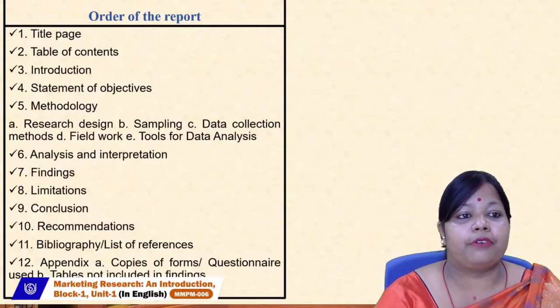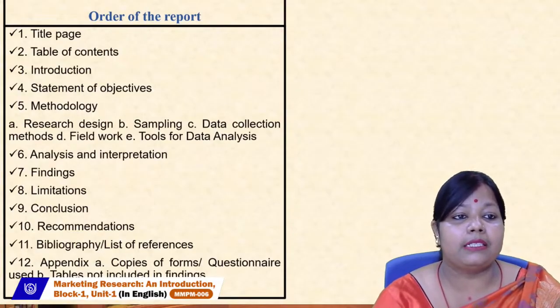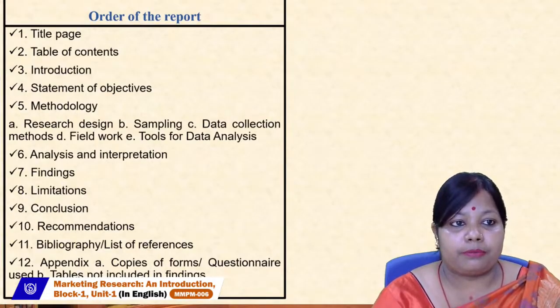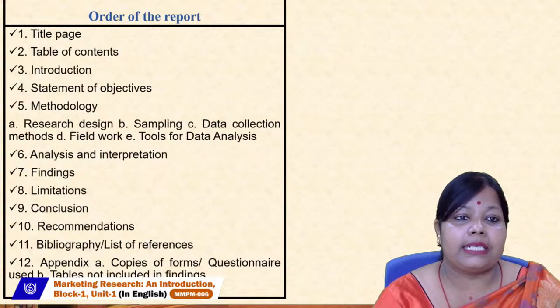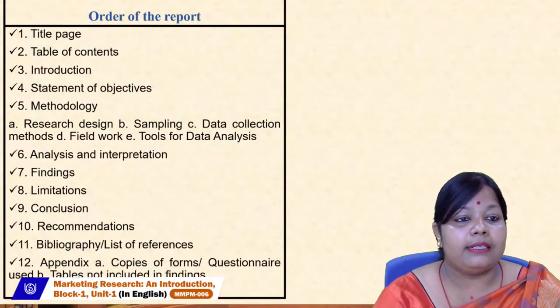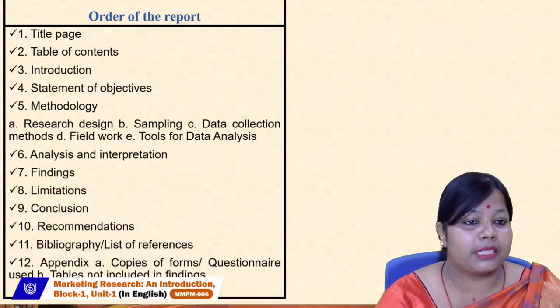So the title page is first, then the table of contents, what is there in our report, that should be addressed so that it will be easy for the person who is studying the report. He can easily find what the content is, where it is, and what the page number is. All these things will be there in the second. Then third is the introduction about the title. Then the statement of objectives. What were the objectives?